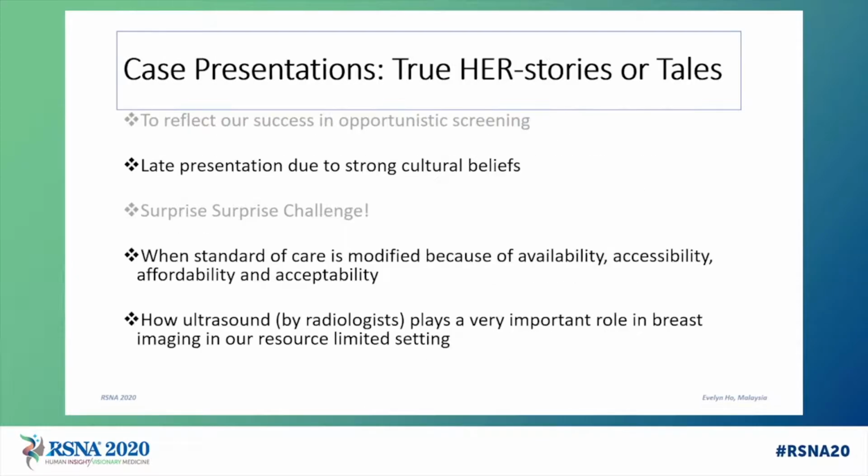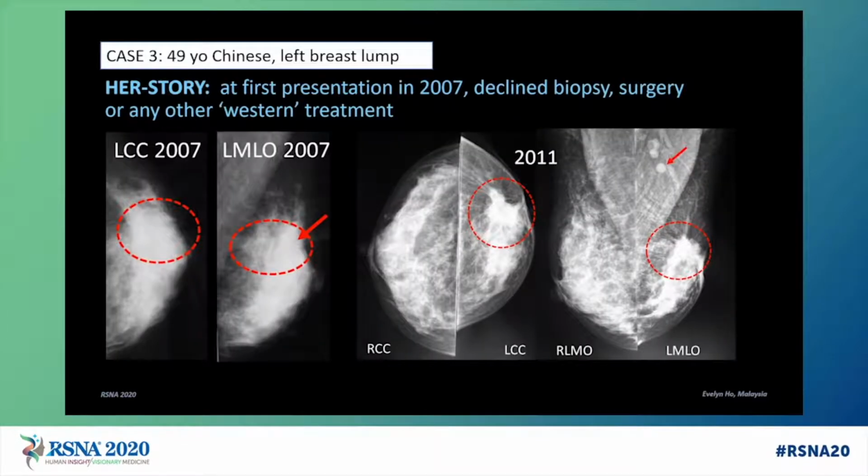Now we will move on to challenges. A 49-year-old Chinese lady presented with a left breast lump. The 2007 film screen mammogram shows a vague mass with anterior fibroglandular margin retraction in the left upper outer quadrant. The findings are no longer subtle in 2011's digital mammogram.